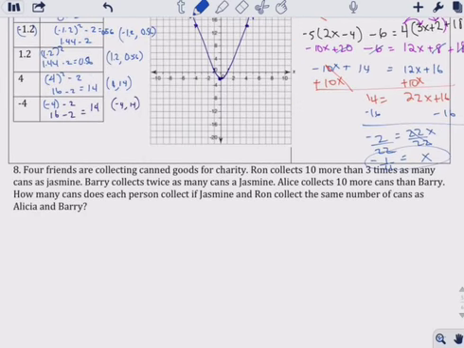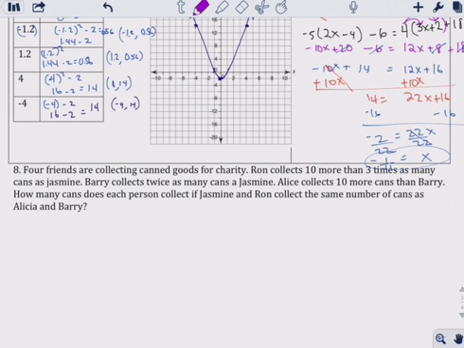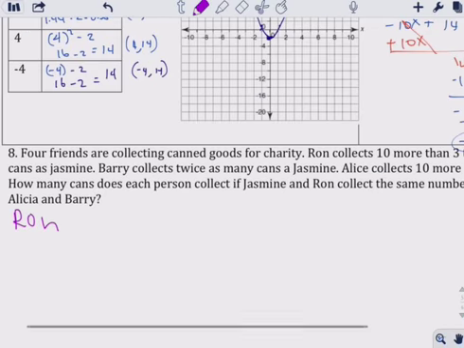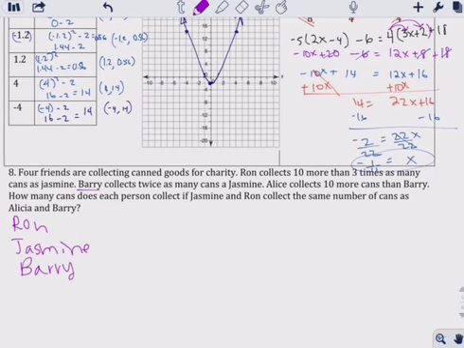4 friends are collecting canned food at charity. Ron collected 10 more. Oh, there's 4 of them. This will be on there. There's Ron. Collecting more, 3 times as many as Jasmine. There's Jasmine. There's Barry. There's Alice. Okay, that's the 4 friends.